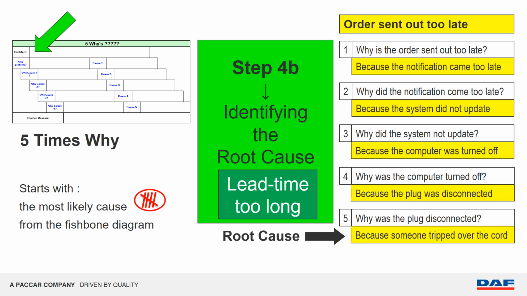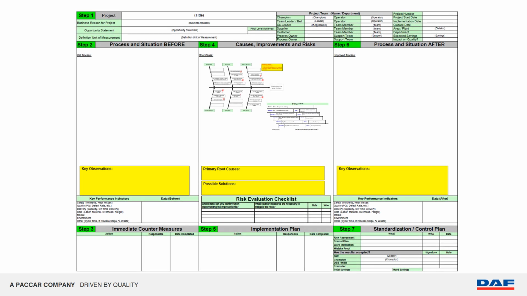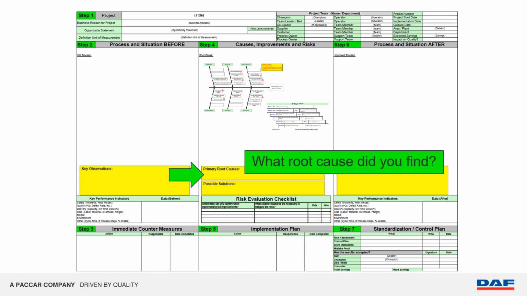This is the root cause to your problem. And the problem to fix is that you should prevent people from tripping over the cord. And then, to round up your analysis, add a summary of your findings. What root cause did you find?